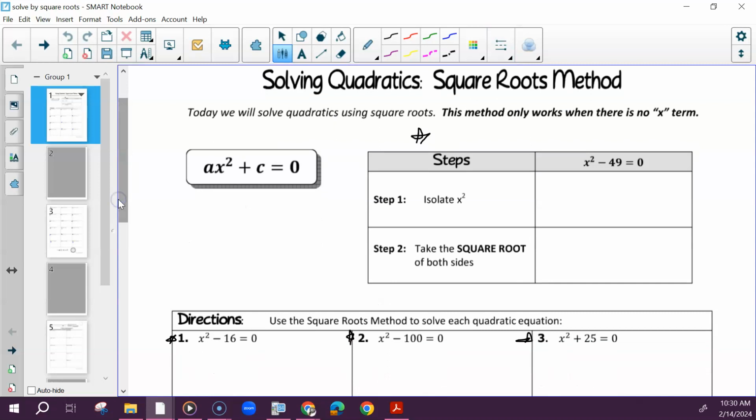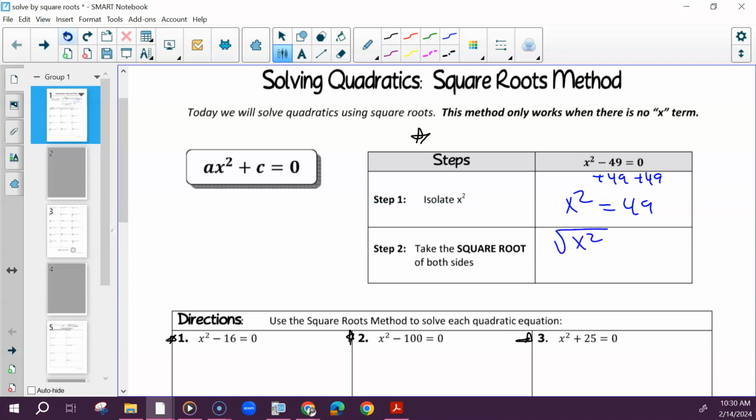Isolate the x squared. What does that mean? Move the 49 to get x squared by itself. So add 49 to both sides. Then we're going to take the square root of both sides. I didn't even do it there. I'm going to do that over.